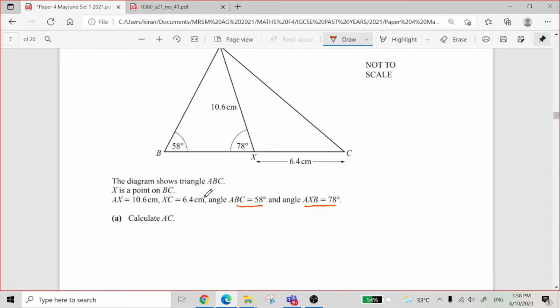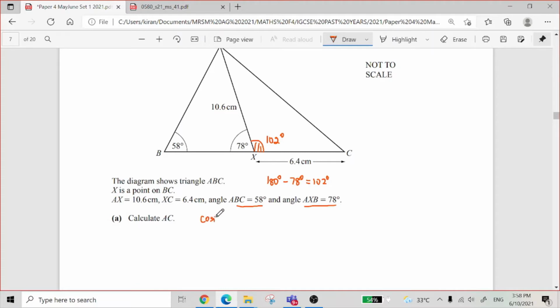Calculate AC. So to find AC, we have 2 sides and also a wide angle here. The angle here we get 102, it comes from 180 minus 78, and then we get 102. And since we have two sides and one angle, we can use the cosine rule.